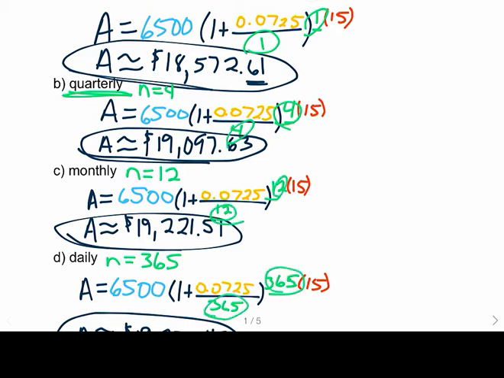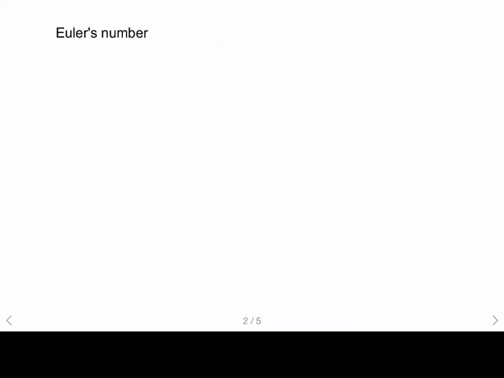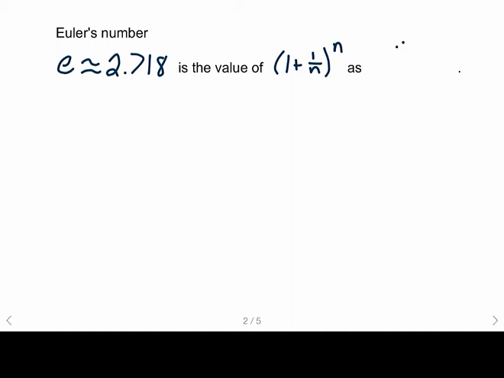So this is an example where n goes from 1 to 4 to 12 for monthly and 365 for daily. We could talk about compounding every minute, every second, every nanosecond. N is getting really, really big. And this actually leads us to the next idea, which is Euler's number. Euler's number is represented by e. Its value is approximately 2.718. And it's the value of the expression 1 plus 1 over n, that quantity to the n, as n approaches infinity.